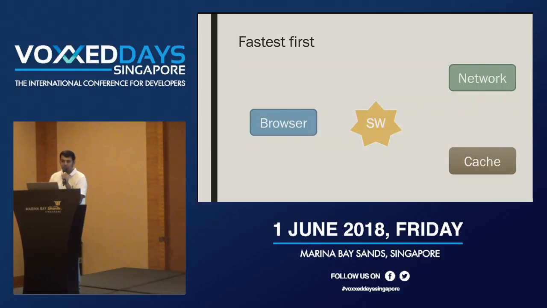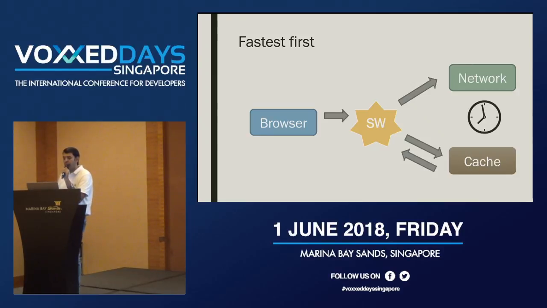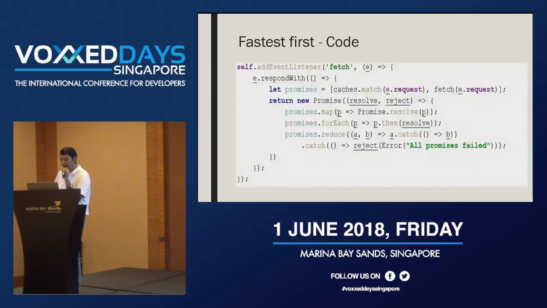The fifth and the last strategy on my slides is fastest first. It's a race between cache and the network, whatever can serve me first. So the browser sends a request, a collection of promises that goes both to the network and to the cache. Whoever responds back, in the majority of cases, or almost always, cache will respond back because it's fast. So cache will come back with the response if it has it, and it will forward it to the browser. And if not, the network will come back and respond to the browser.